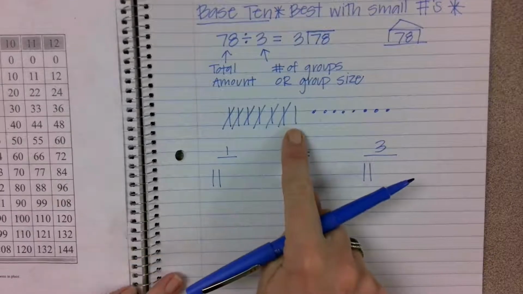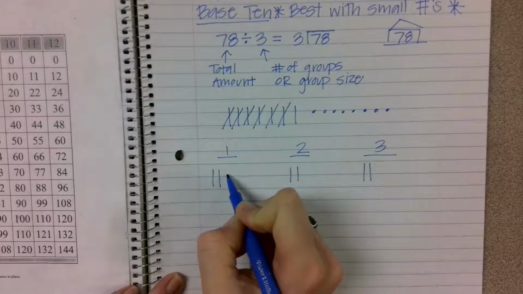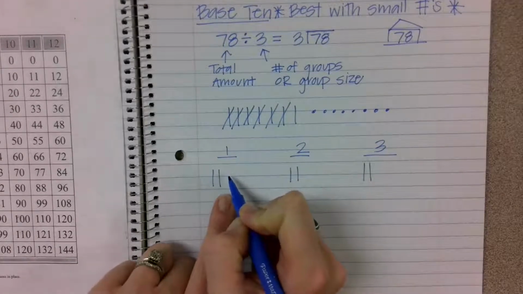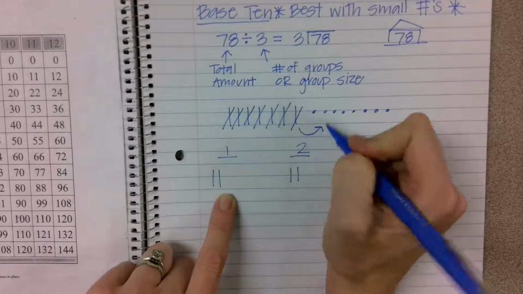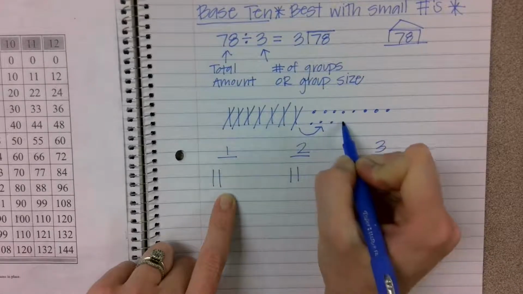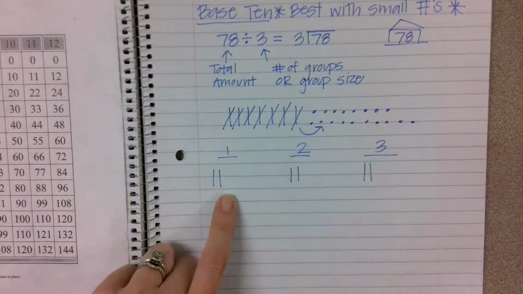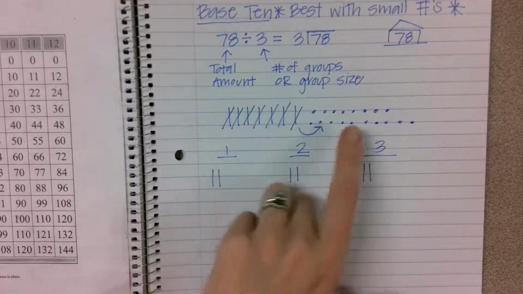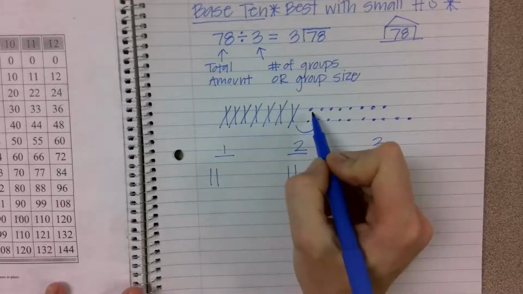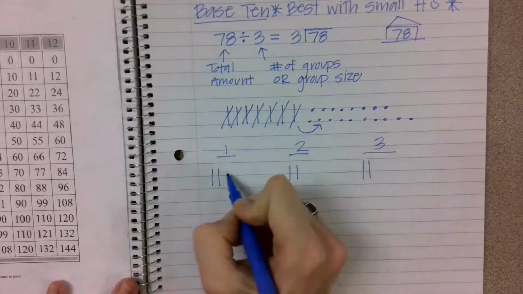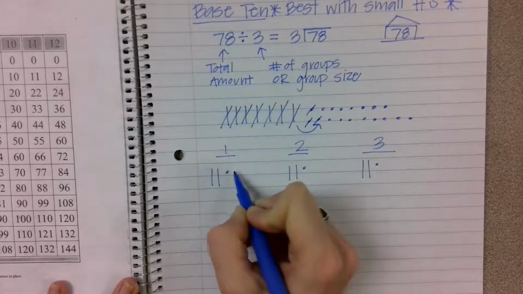Now I have 1 ten, and it is not fair to give 1 ten to here. So, what I would need to do is break up my 10 and make it 1, 2, 3, 4, 5, 6, 7, 8, 9, 10. So now I have a total of 18 ones. So I know I can pass out 1, 2, 3. I'm going to mark them out. I'm going to keep going.